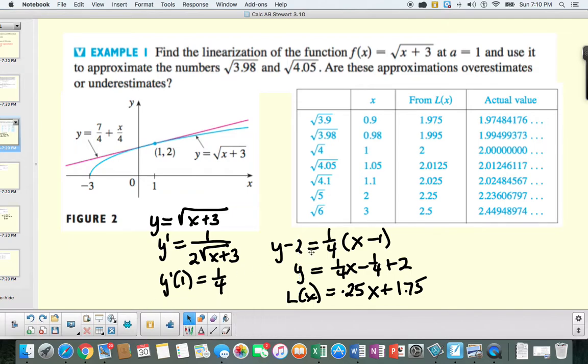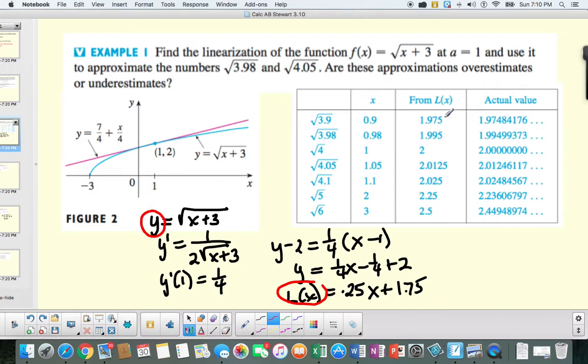Now I know that the point of tangency is (1, 2), so I'm going to write the equation of the tangent line. I'm going to isolate y, and that y is what we call the linearization. So this is the linearization right here, and here is the function.